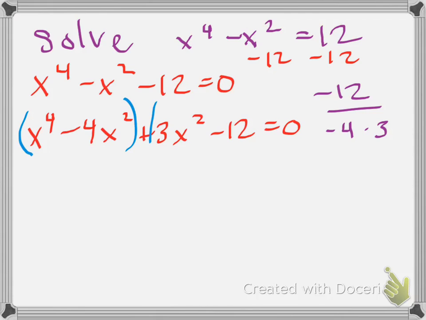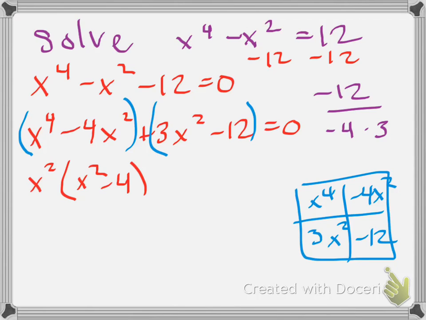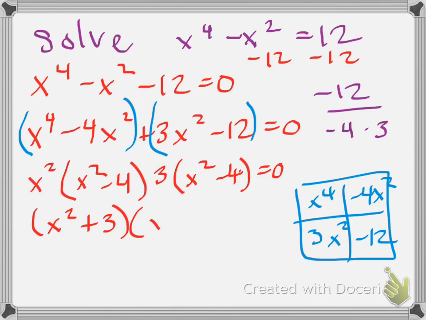If I group, I would group the first 2 and the second 2. For my boxers, you would have your x to the 4th, minus 4x squared, 3x squared, and a negative 12. So going up here, I have an x squared, and I'm left with x squared minus 4. My other binomial, I can take out a 3, and I'm left with x squared minus 4 equals 0. So now it's going to factor down to be x squared plus 3 and an x squared minus 4.